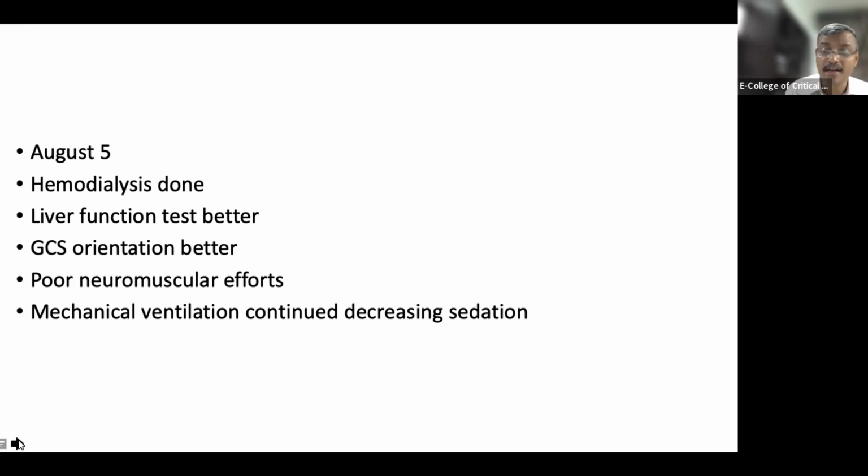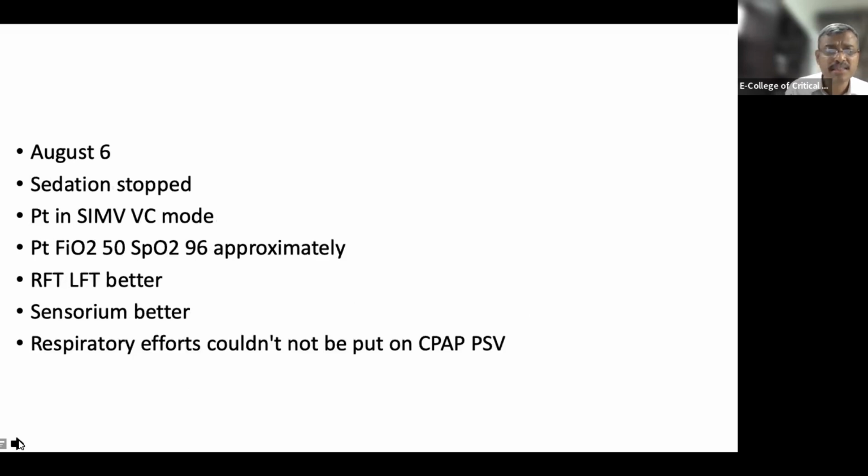They tried weaning on August 5. On August 6, they tried, sedation stopped, SIMV VC mode. Any mode you can use. You can use either assist control, volume control mode, assist control, pressure control mode, SIMV volume control mode. But I want to tell that don't use SIMV mode for weaning per se. It's a very bad choice. A lot of evidence is there. I'll tell that part if time permits. If you are interested, I will tell that evidence also.